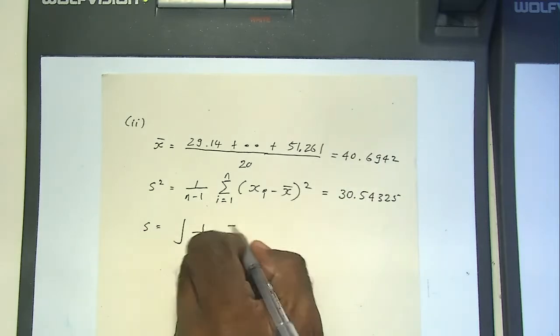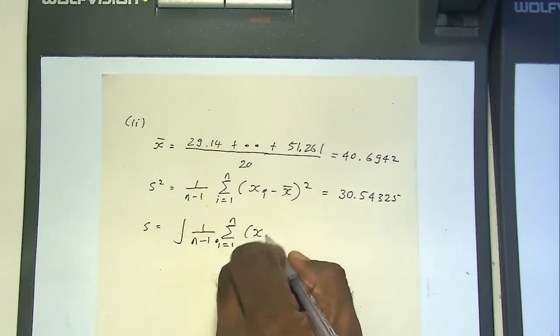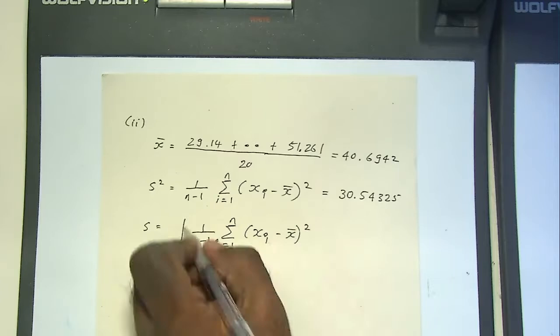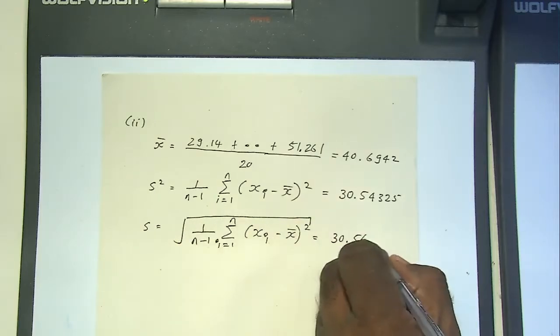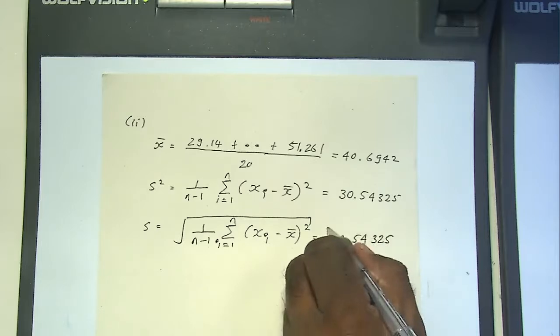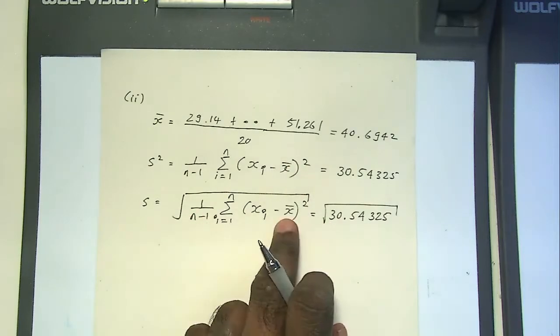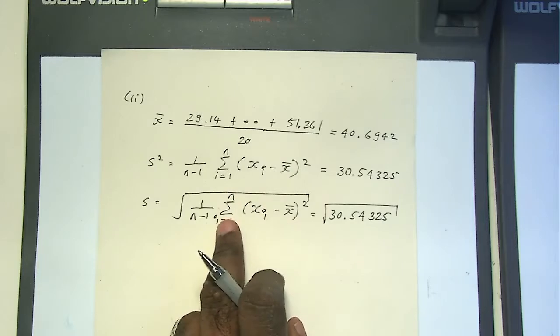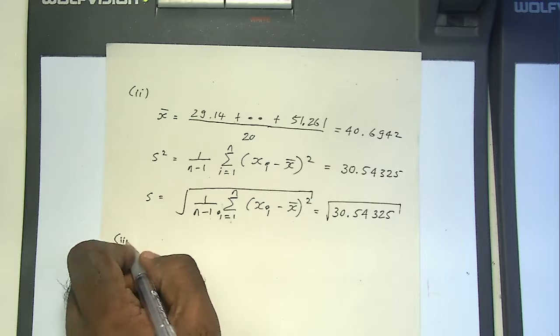So you take the square root of 30.54325. Okay, guys, so remember, this is the formula for the sample variance. This is the formula for the sample standard deviation. And the divisor is always n minus 1, right? Not n. Okay. Part 3 is to draw the frequency table.